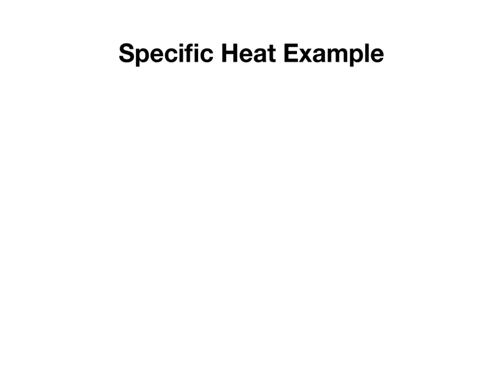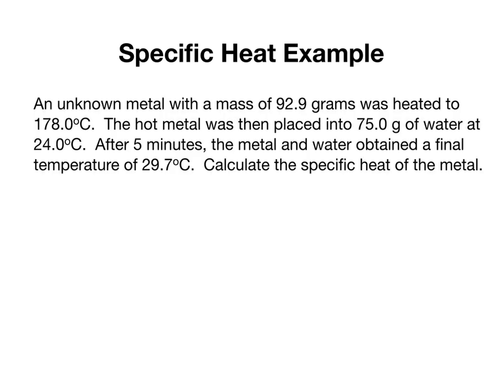Okay, so let's take a look at an example here with some numbers so you can see how this can be calculated. Here is a scenario not unlike what we may encounter in the laboratory. An unknown metal with a mass of 92.9 grams was heated to 178 degrees Celsius. The hot metal was then placed into 75 grams of water at 24 degrees Celsius. After 5 minutes, the metal and water obtained a final temperature of 29.7 degrees Celsius. We want to calculate the specific heat of the metal.